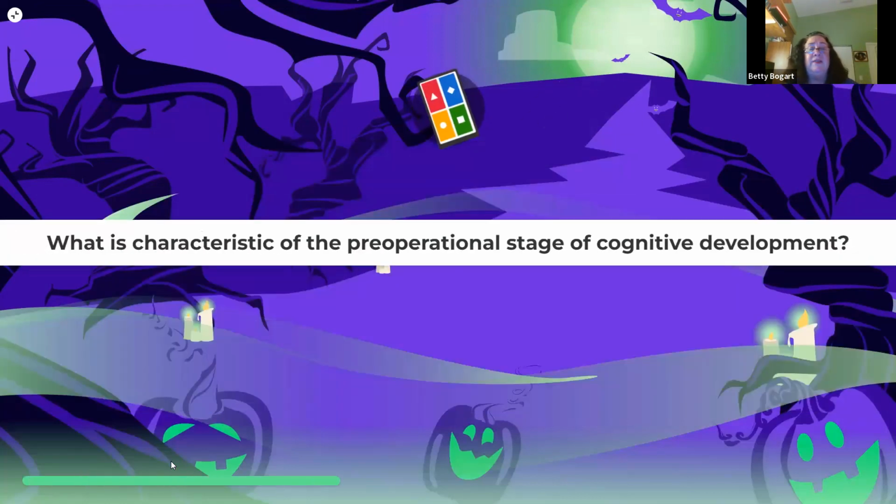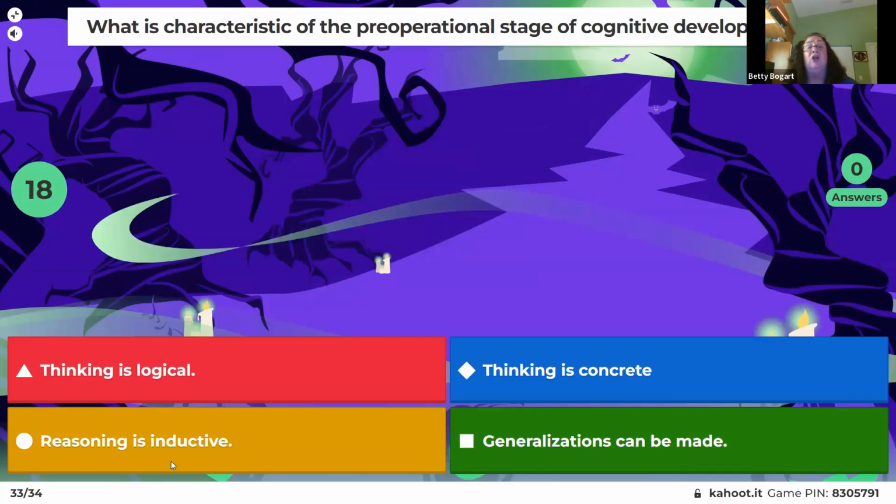What is characteristic of the pre-operational stage of cognitive development according to Piaget? Again, I don't expect you to know it this week. Again, I'm introducing it to you. As you keep seeing it and hearing it, you'll understand it better.